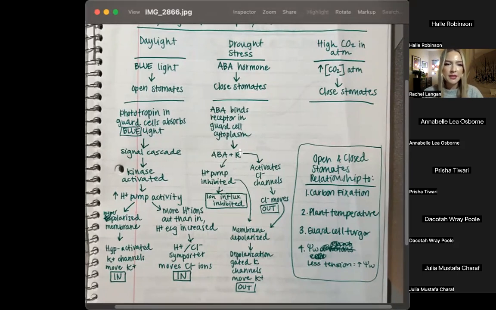Then ABA plus the receptor goes into the nucleus. Oh, sorry, this is not going into the nucleus. Sorry, my brain just went on autopilot. It actually stays in the cytoplasm, and it directly activates chloride channels, and it directly inhibits the hydrogen pump. So those have two different functions.